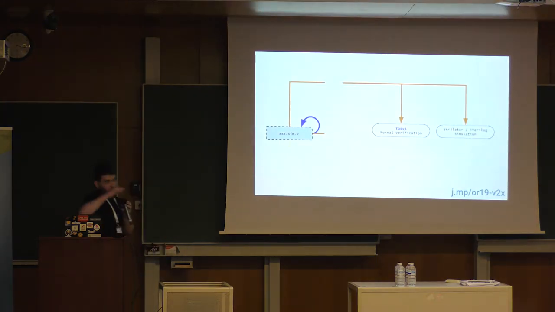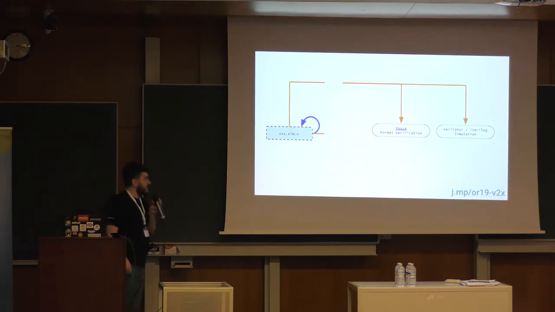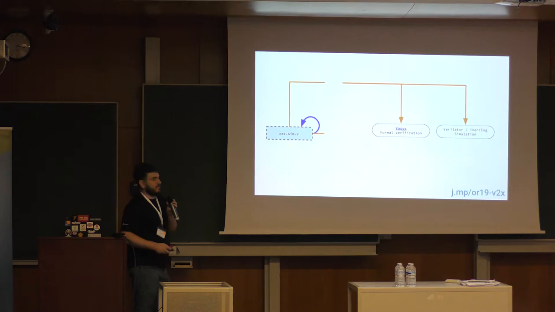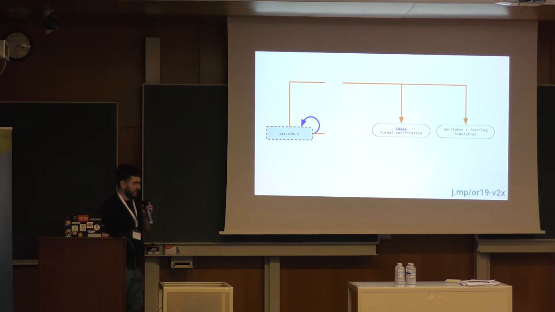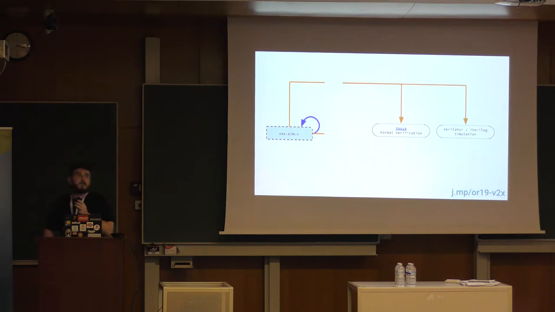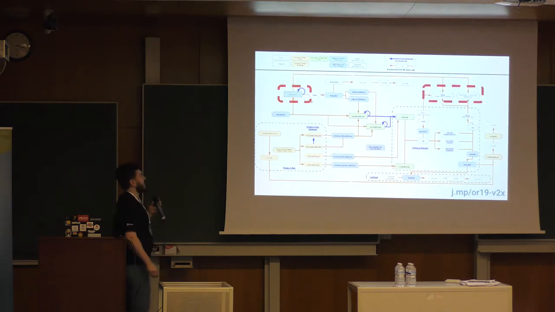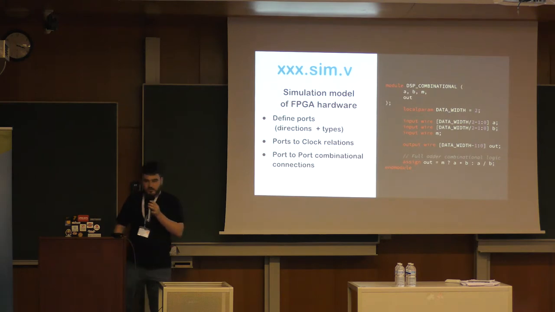So let's take a look at the whole flow again. In the flow, we can see that we have simulation Verilog files. We use them in testing to verify if the placed and routed design is correct. For that, we use Yosys formal verification. Also, we use those files in post-place and route simulations. Those are the places where they are in the whole flow. So let's take a closer look at those files.